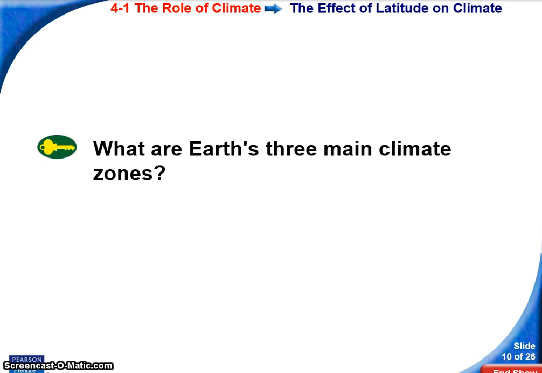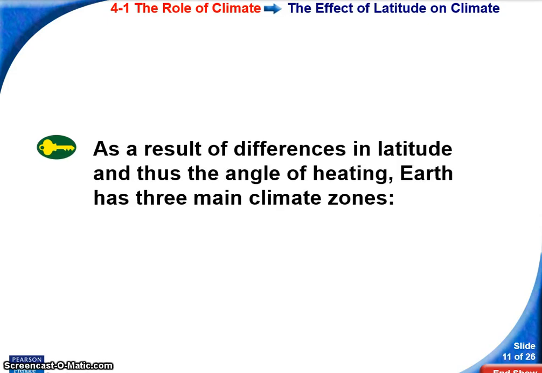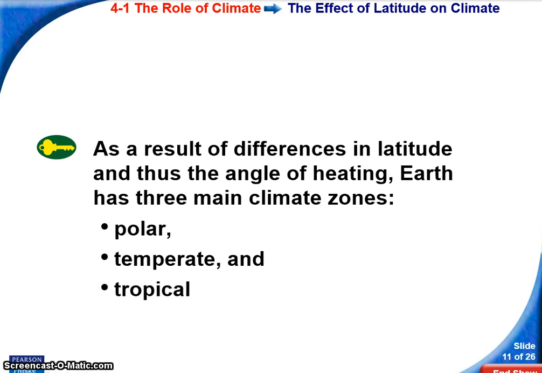Next key concept question, what are Earth's three main climate zones? Well, as a result of the differences in latitude, remember that's where we have the lines that go horizontally around the Earth, as a result of those differences, and thus the angle of the sun coming and heating the Earth, there are three main climate zones: the polar, temperate, and tropical zones.